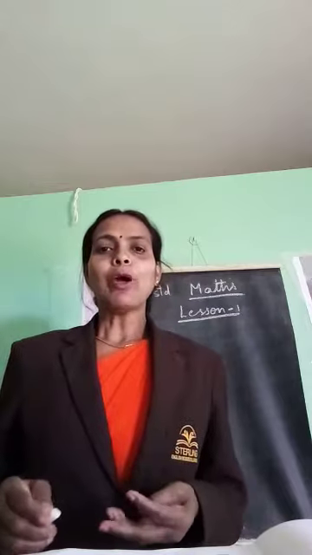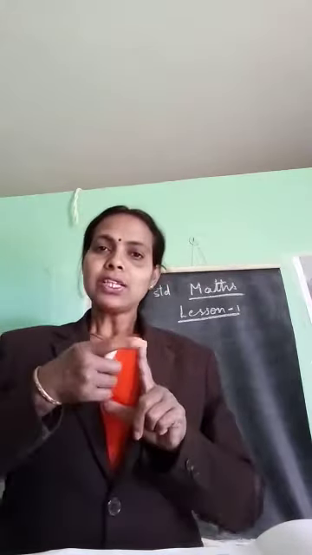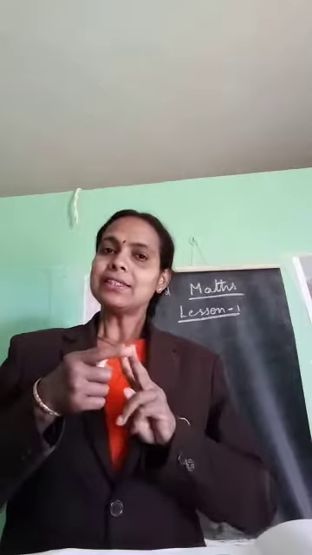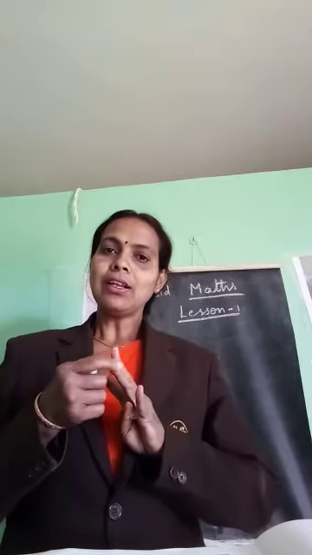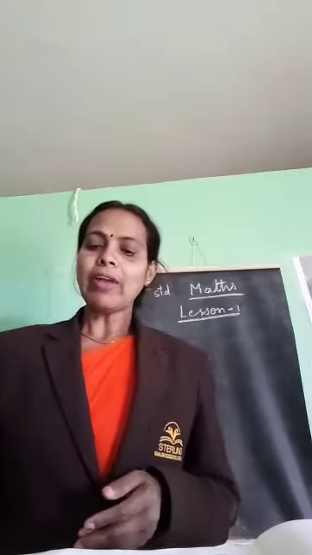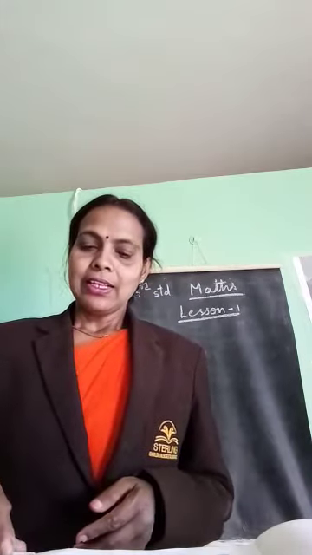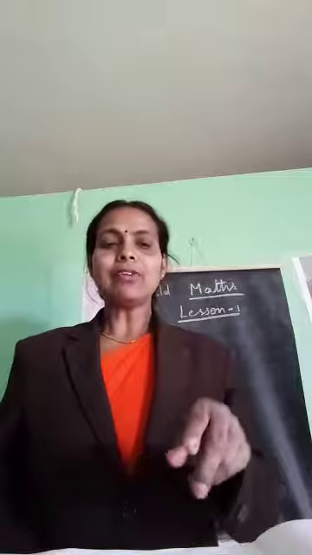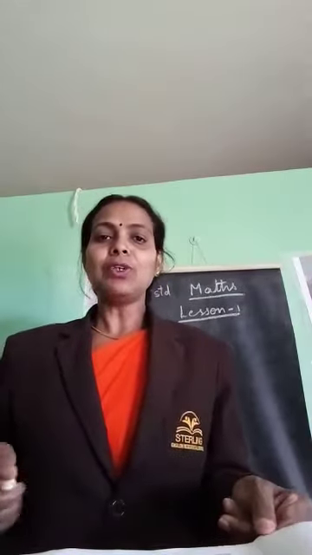So in solid shapes, what have we learned? Cube, cuboid, then cylinder, cone, and sphere. These are solid shapes we have learned before. Now I'm going to start a new lesson.